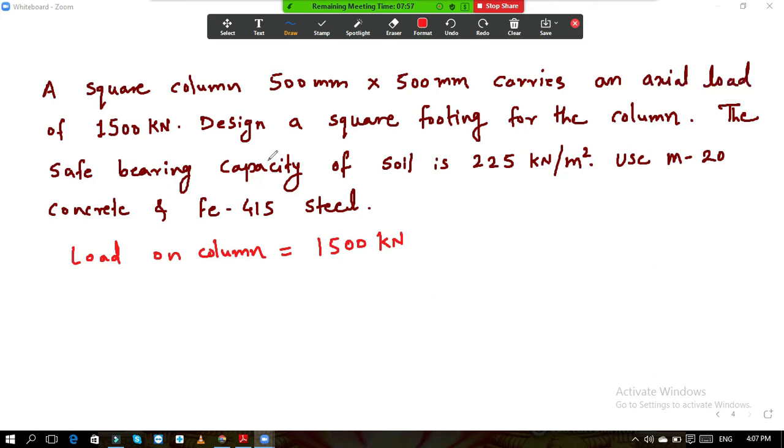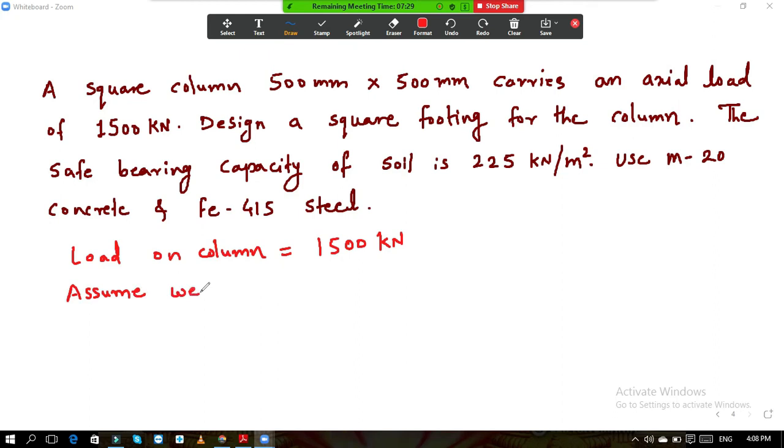there is a thumb rule. According to that, whatever is the load acting on the column, 10% of that load we take as the self weight of the footing. Okay, 10% of that load we take as the weight of footing. So I will write over here.